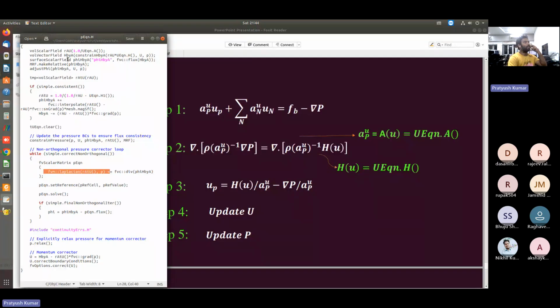Okay, so now I think you know what this HbyA is. HbyA is nothing but UEqn dot H, which is nothing but Fp minus this complete term, that is the neighboring term. So this operator is specifically calculated in OpenFOAM.